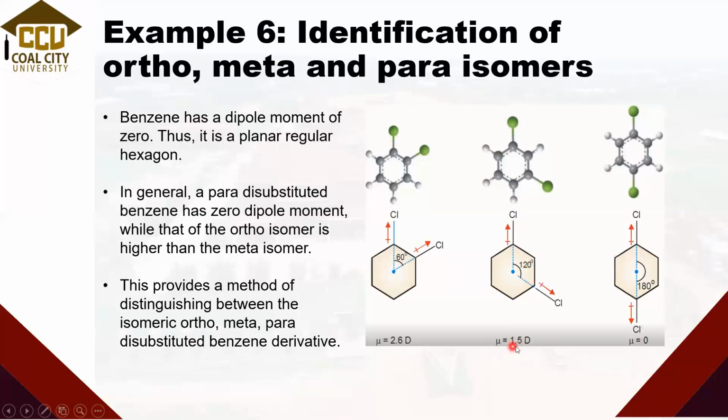You can see the meta isomer has 1.5 D, while the ortho isomer of the disubstituted benzene has 2.6. So the ortho isomer will always have a higher dipole moment than the meta, while the para will have 0 dipole moment. That's a very important statement. If I ask you to distinguish between 3 different isomers of benzene, which one is ortho, which is meta, which is para, all you need to do is check their dipole moment. The one with 0 dipole moment has to be the para disubstituted. The ortho has the higher one, while meta has a lower dipole moment. So this provides a method to distinguish between the isomeric ortho, meta, para disubstituted benzene derivatives.